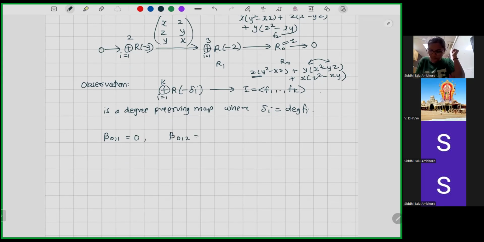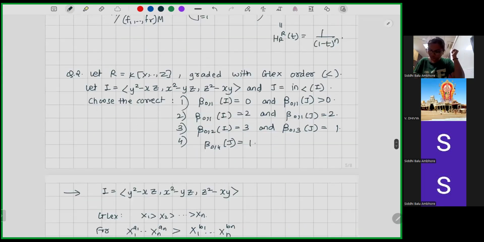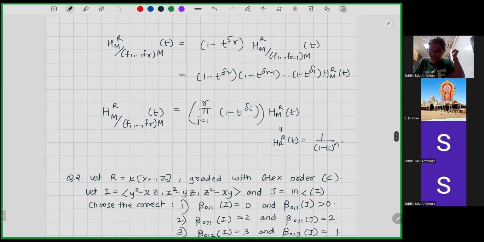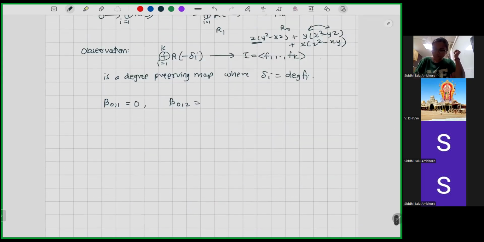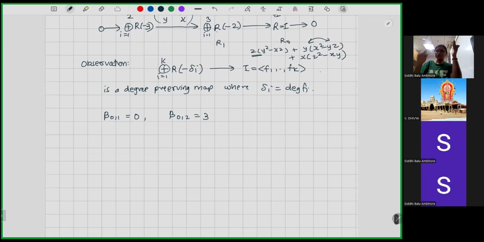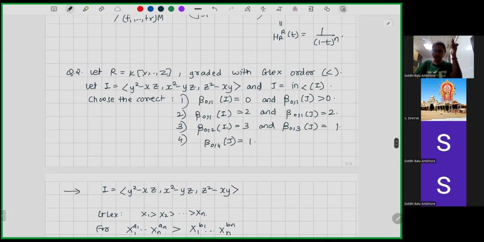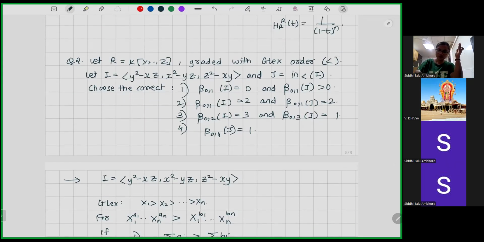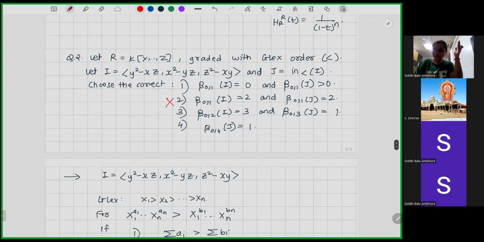Now beta 02 is asked, right? Beta 01 is 0. Beta 02. So degree 2 elements in this. We have this. There are 3 elements here. So beta 02 is 3. Is this okay? Degree 1 element, there is no degree 1 element here in R. Okay, and here we have degree 2 elements. There are 3 degree 2 elements. Okay, so this is my R or I. So therefore, the first in these options stays, but the second one is wrong, and the third one is correct so far.